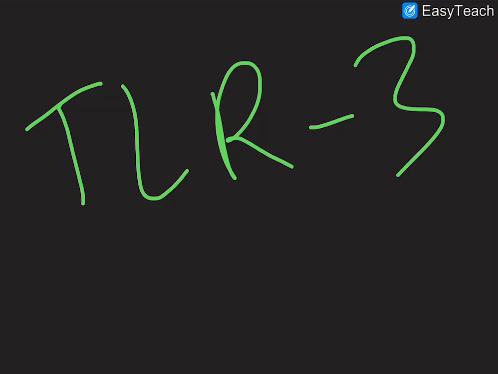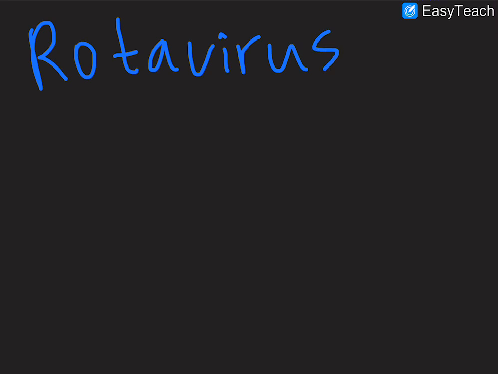And in this video, we'll be talking about toll-like receptor 3. And it's actually going to be for the next few videos. We'll just be talking about a few examples regarding this toll-like receptor. So let's go and get started. For this video, we're going to be talking about rotavirus, just as an example, and how toll-like receptor 3 plays a role in this.